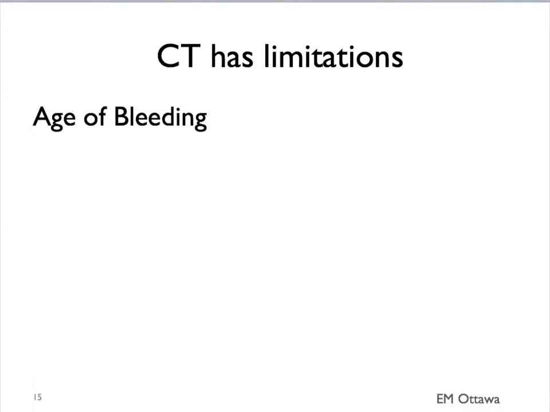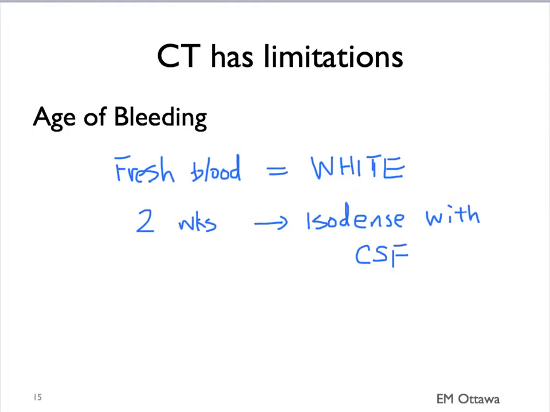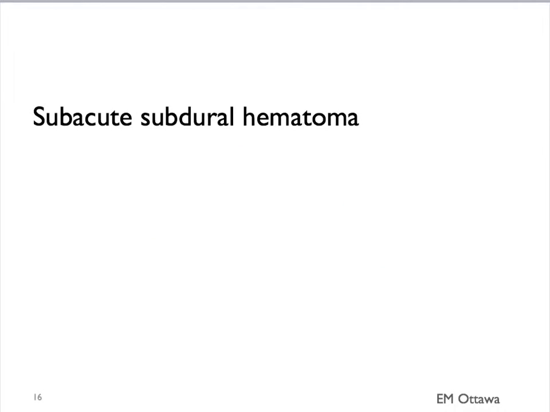Even though CT is the first investigation in patients with potential intracranial bleed, it has its limitations. It is related to the age of bleeding and the amount of bleeding. As you have seen before, fresh blood is bright white on CT scan. However, as it ages, the fresh blood will become less and less white and eventually become isodense as CSF at around 2 weeks' time. That makes the diagnosis more difficult as it is harder to appreciate the bleeding on the CT scan. That phenomenon is often seen in patients with subacute subdural hematoma.